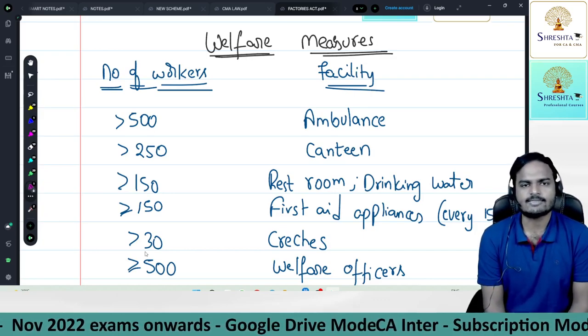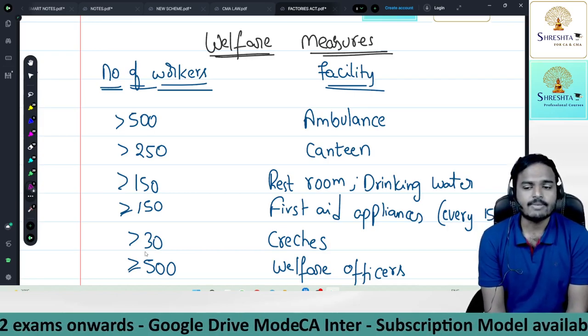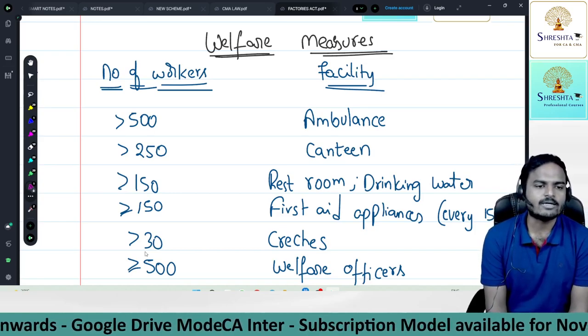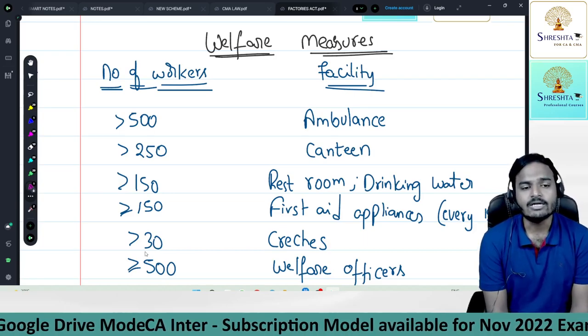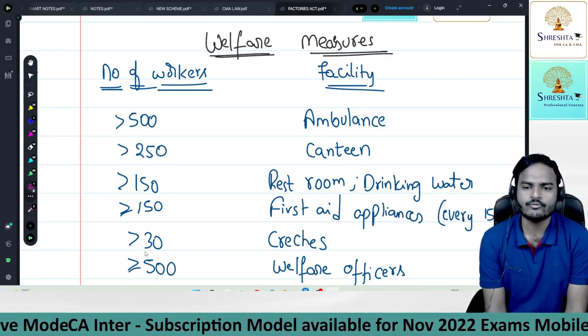The occupier has to bear that expenditure. Again, can the occupier deduct that amount from worker salaries? Allowed or not allowed, sir? Not allowed. Next, for more than 150 workers, provide shelters, restrooms, lunch rooms, and then a drinking water facility. Cool drinking water facility for more than 250 workers.